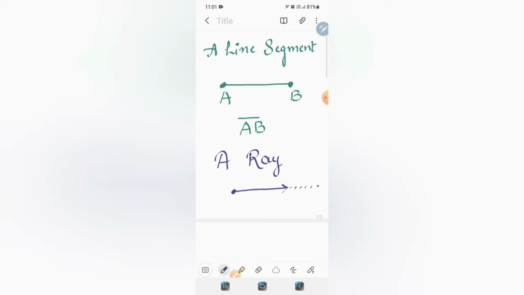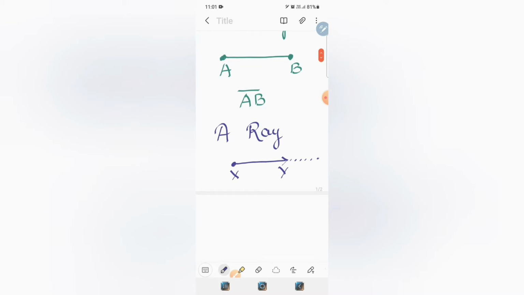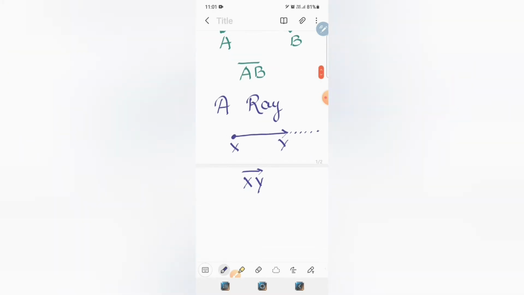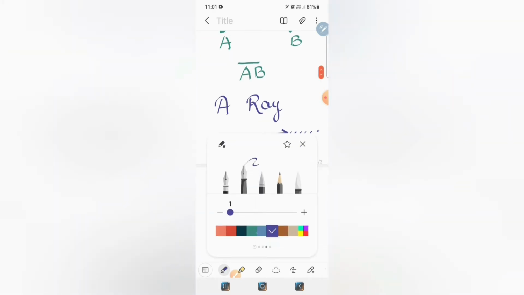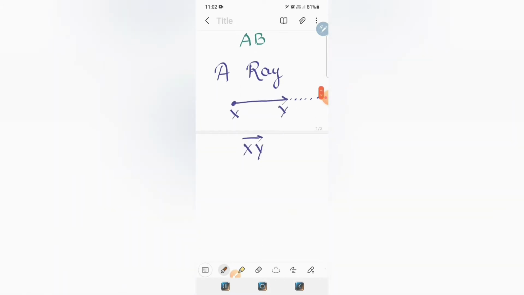Let's name this ray as ray XY. So symbolically you can represent this ray as ray XY with the symbol of a ray on the top. So the next one is a line.